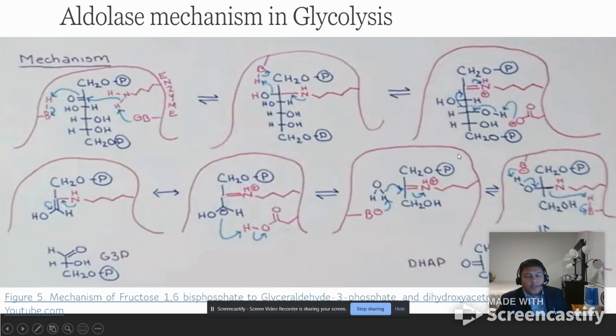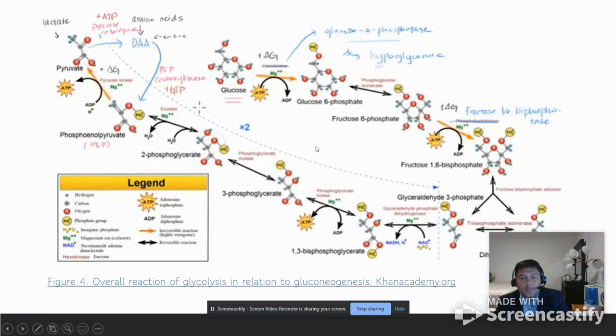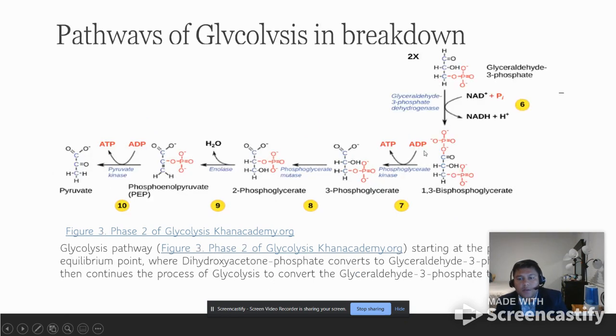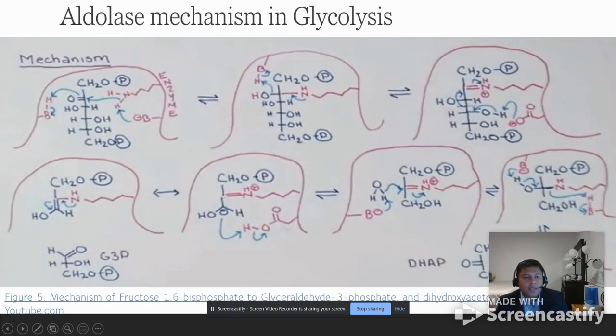Aldolase is one of the mechanisms utilized to drive either glycolysis or gluconeogenesis forward or reverse. Let me show you in a clearer view. This is the picture right here, where fructose 1,6-bisphosphate has been broken down using fructose bisphosphate aldolase to create dihydroxyacetone phosphate as well as glyceraldehyde 3-phosphate. The way it does this is through an enzyme.